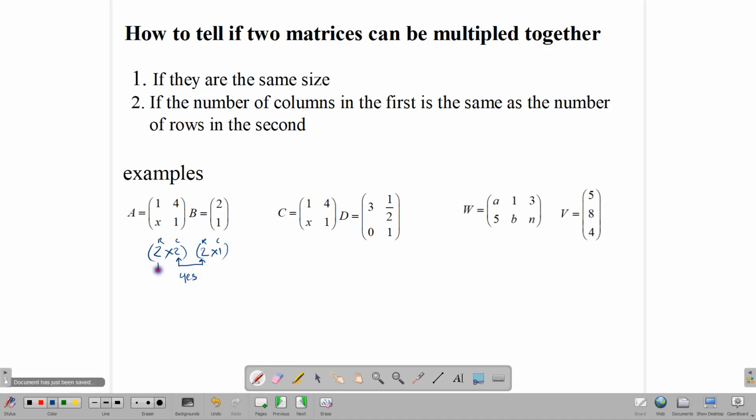The numbers on the outside tell us the size of our answer. So the size of our answer matrix is going to have 2 rows and 1 column. This is important when multiplying so that we don't get lost in deciding what our answer should look like. So the inside numbers tell us that the matrices can be multiplied together, and the outside numbers tell us the size of the answer.